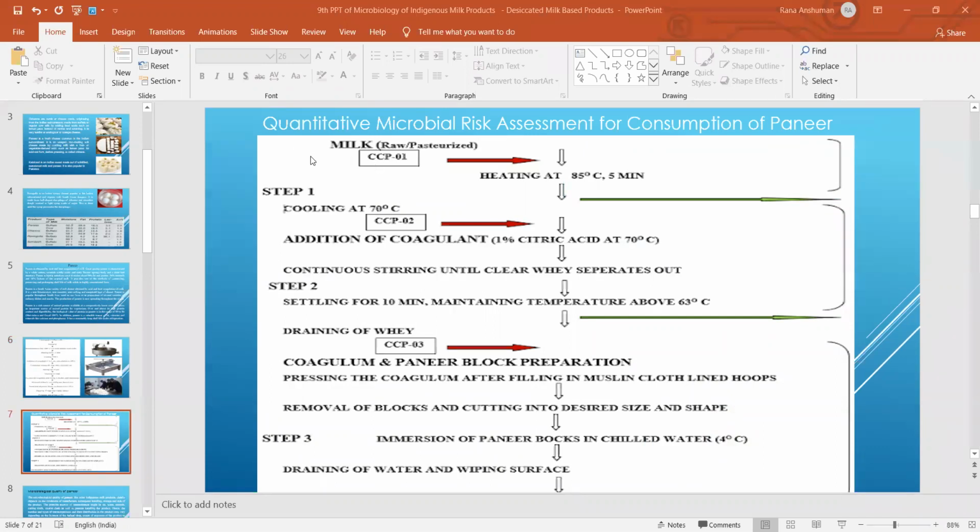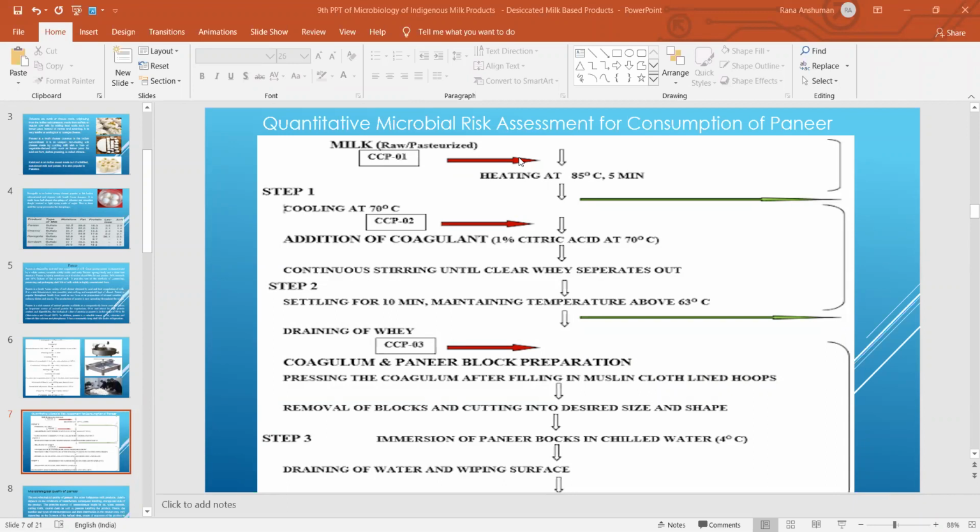And here in this slide, quantitative microbial risk assessment for consumption of paneer is given in this table. So the same which we have seen in our last slide. Here in this table, what are the vulnerable points where different kinds of microbial contaminants gain entry into the system? First of all, the first most important thing is the raw milk. Here, what is happening? The first critical control point is raw milk.